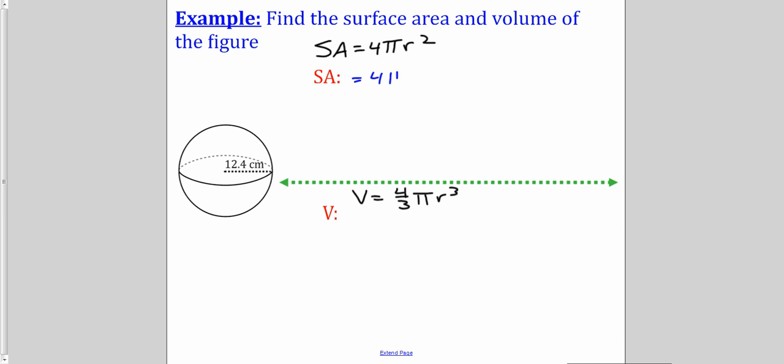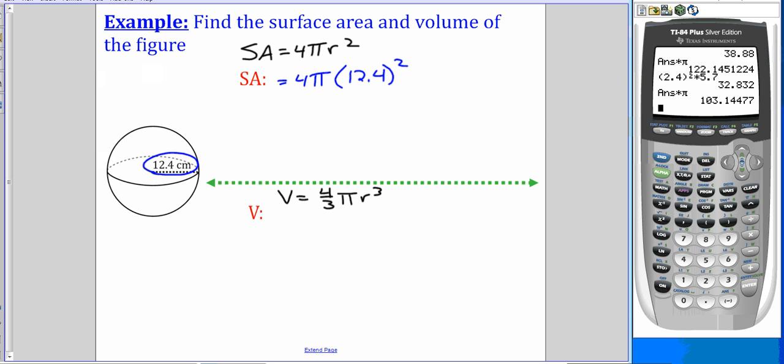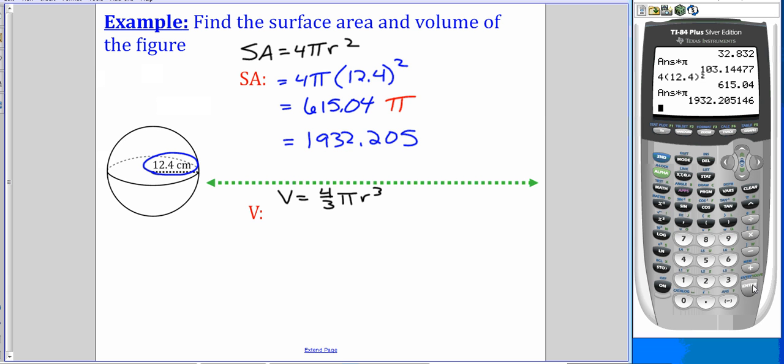So we have 4 pi, and my radius is 12.4 centimeters. And now I'm going to get my calculator, and I'm going to do 4 times 12.4 squared, and then I'm going to multiply that by pi. So I have 615.04 pi. I'm just going to hit times pi right now, so I don't have to key that in again. And that gives me 1932.205, and my units were centimeters, and surface area is centimeters squared.